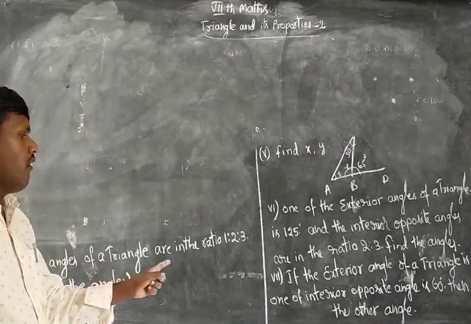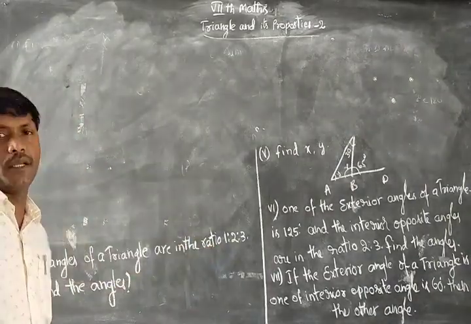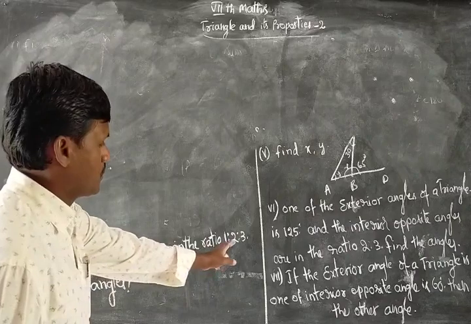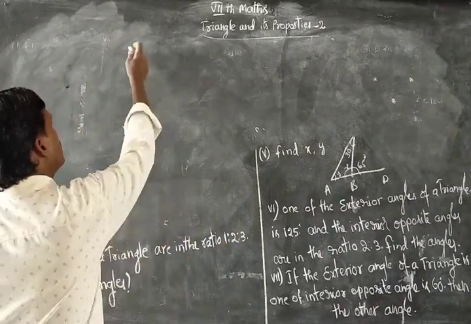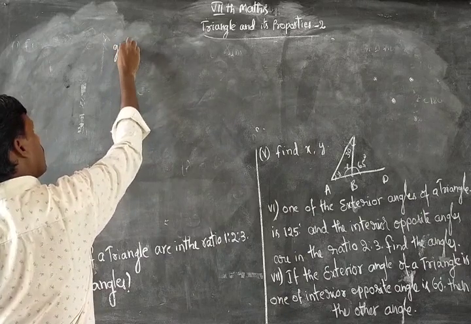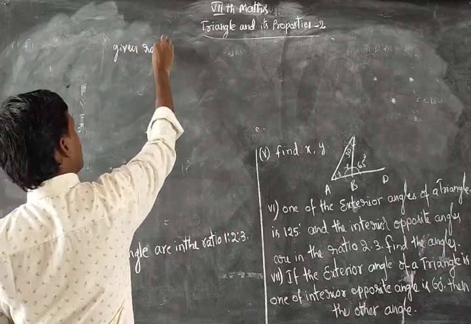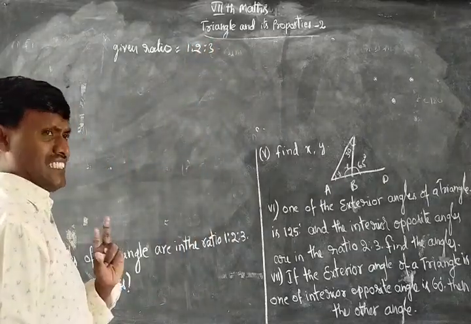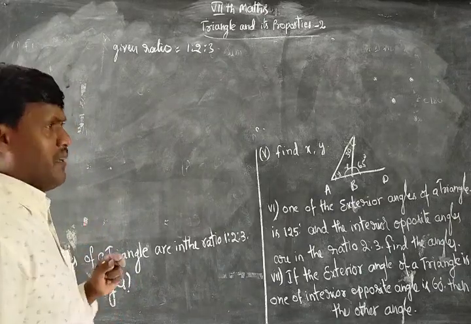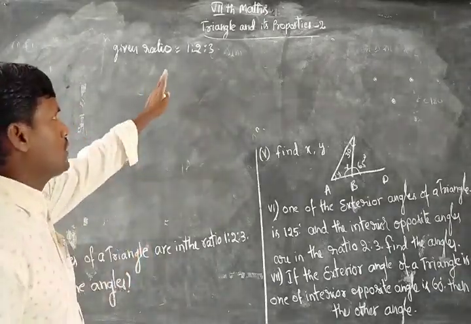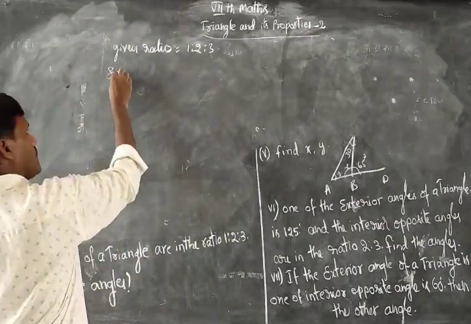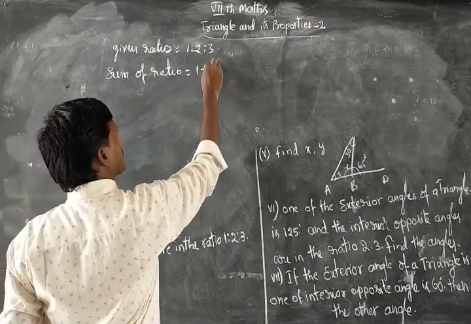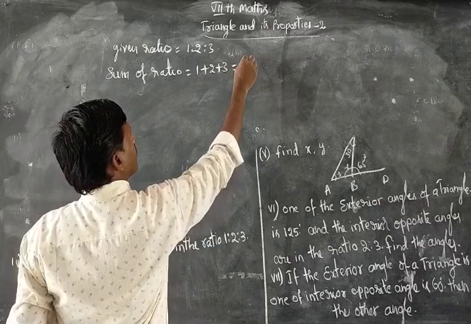The angles of a triangle are in the ratio 1:2:3. Find the angles. Very interesting question it is. We can find it in two methods. Already I did one method in another video, and I am trying to do the remaining method. The sum of the ratio is 1 plus 2 plus 3, which is 6.